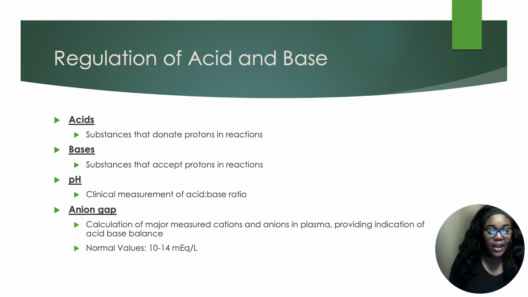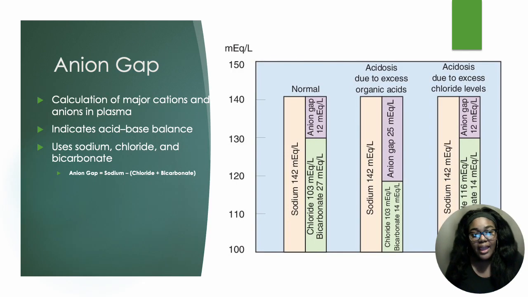We have our anion gap, which is the calculation of major cations and anions in plasma, providing an indication of acid-base balance. And normally when we calculate our anion gap, a normal value is somewhere between 10 and 14 milliequivalents per liter. So that anion gap is a calculation of major cations and anions in the plasma, and the ions that we're discussing are sodium, chloride, and bicarbonate. Sodium is your cation, chloride and bicarbonate are the anions.